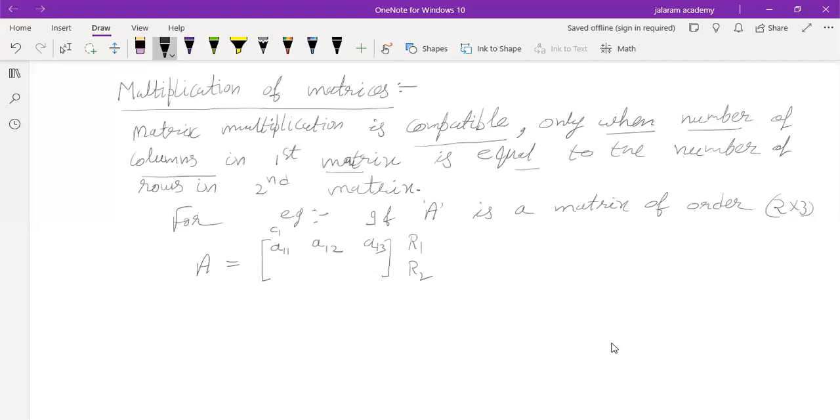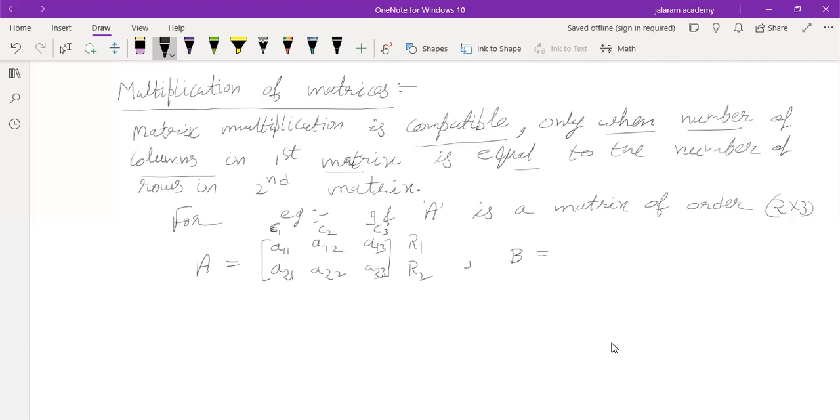This is C1, means column 1. This is C2, means column 2. This is C3, means column 3. Then A21 means element of second row R2 and first column. A22 means element of second row, second column. A23 means element of second row, third column. Then another matrix is B.